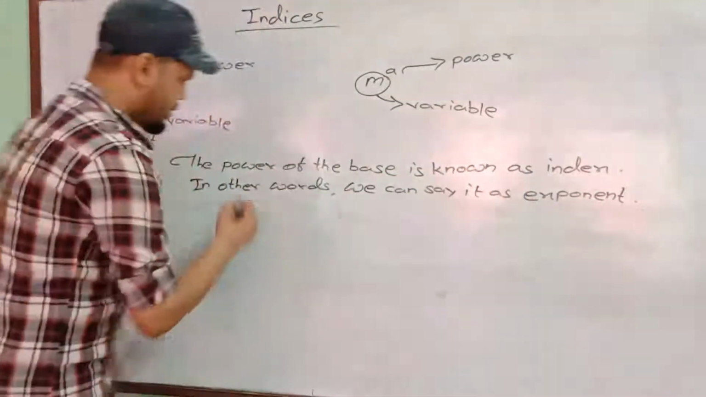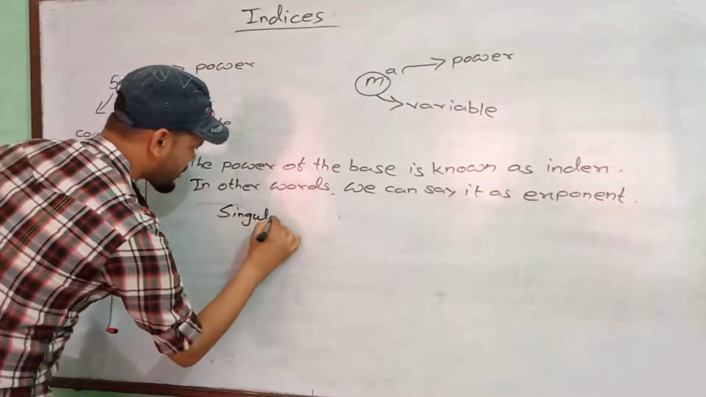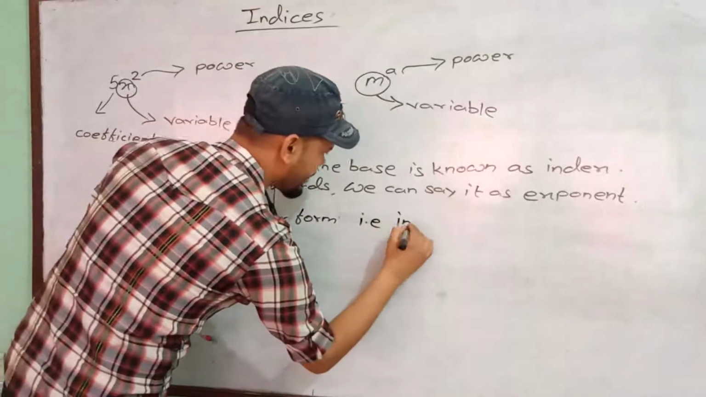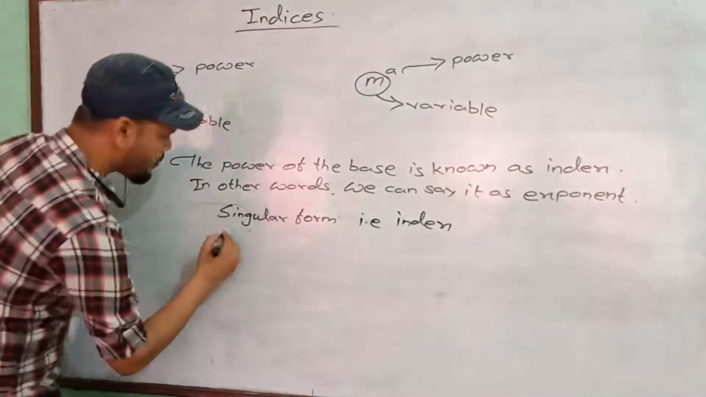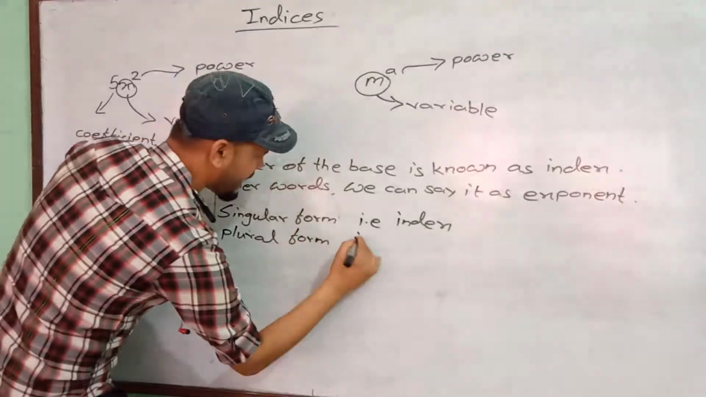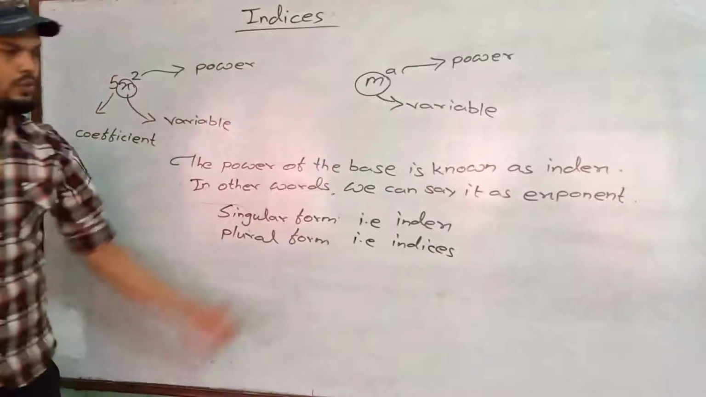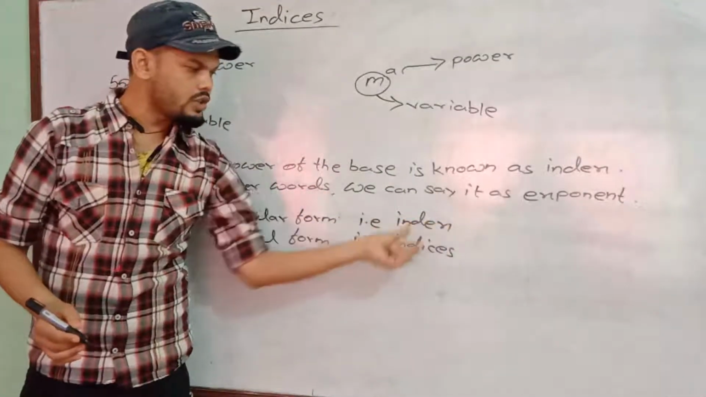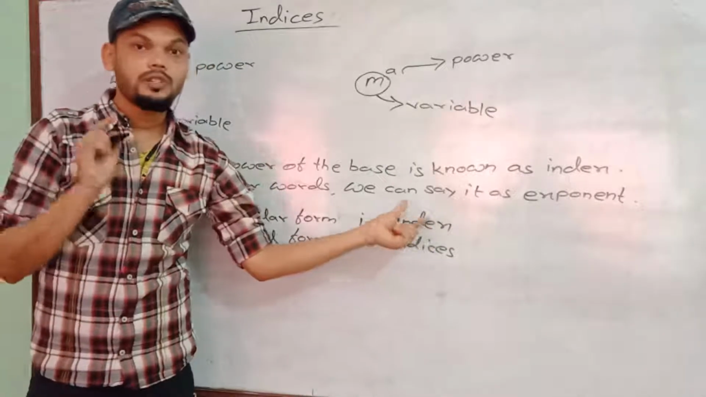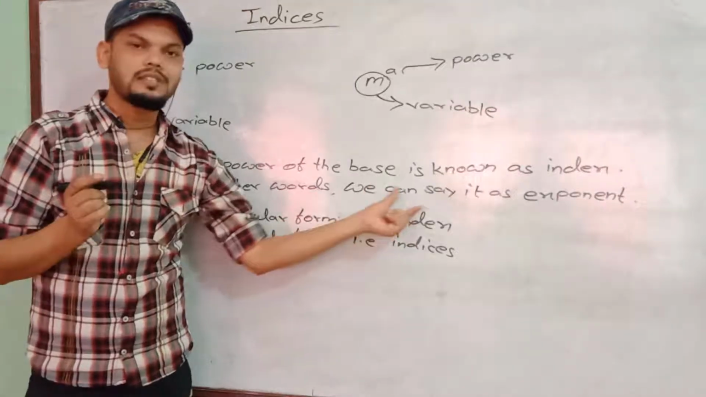Now the singular form is index, and its plural form is indices. So we have to be clear about these two words, index and indices. Index represents the singular word, and indices is the plural form of index.